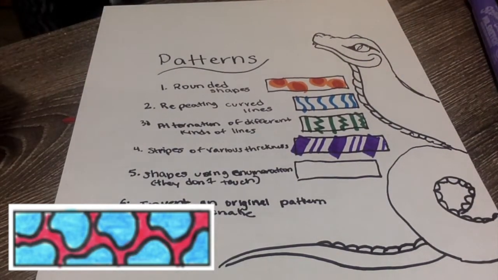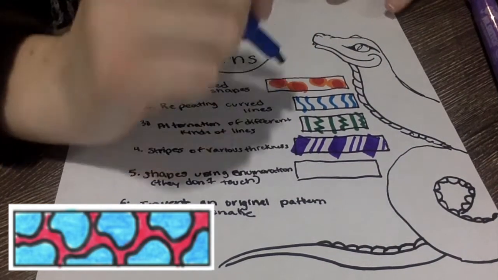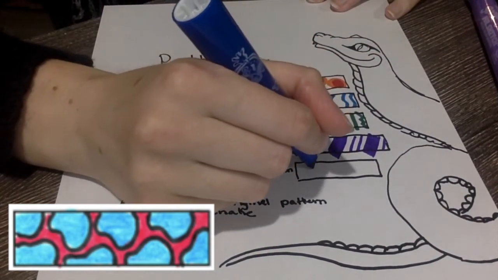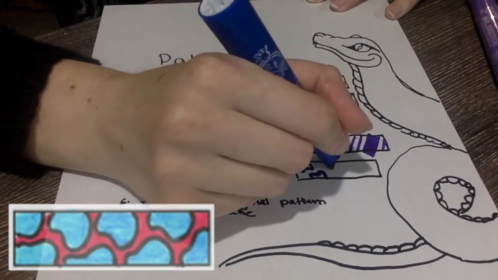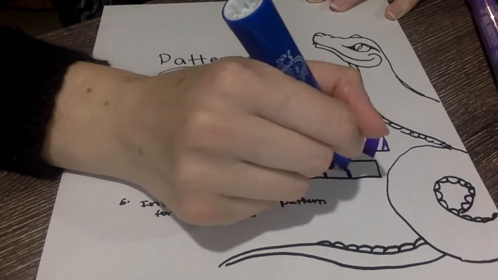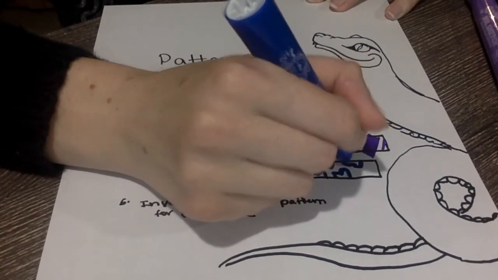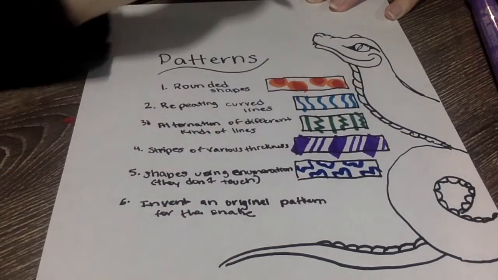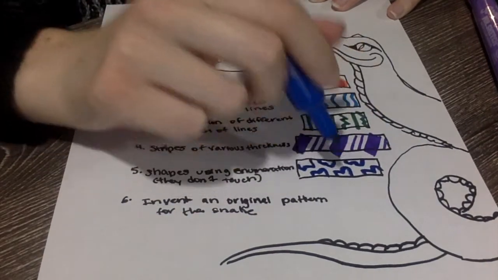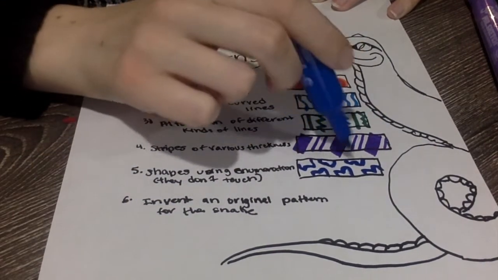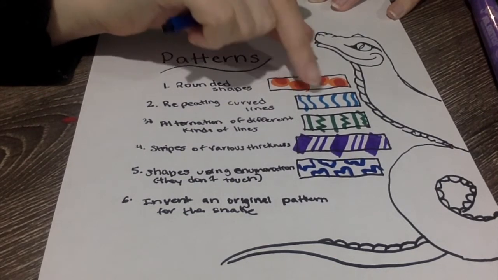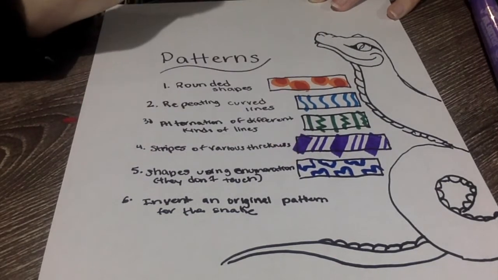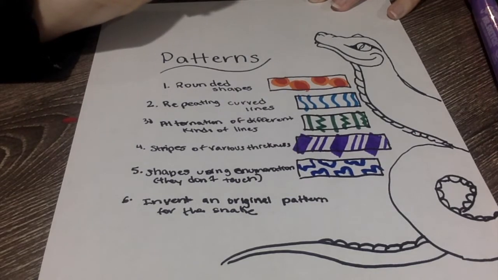Now we have number 5, shapes with enumeration, meaning they don't touch. So we can do something similar to this one, but this time they're not going to touch. So I'm going to make these like spotted things, but they are just not going to touch at all. Kind of look like upside down teeth or something. So we have these spotted things, and it's a cool little pattern like that. But on this top one, there were a few pieces that touched. This one does not touch at all.